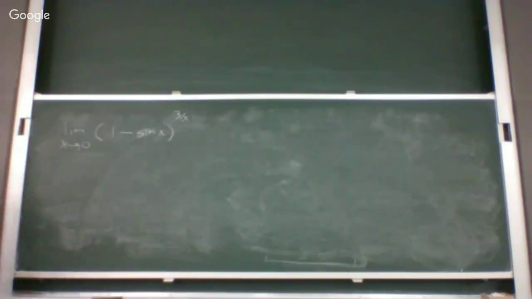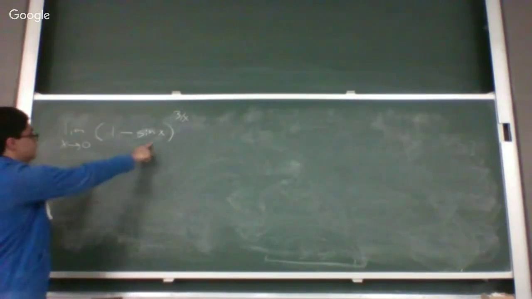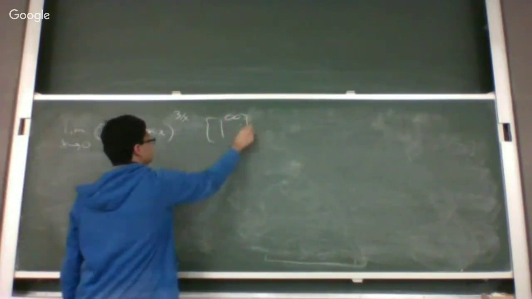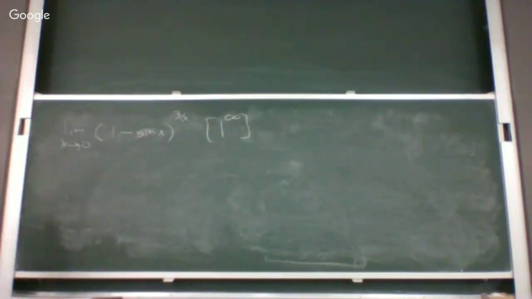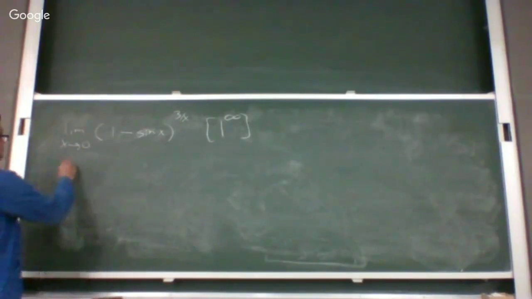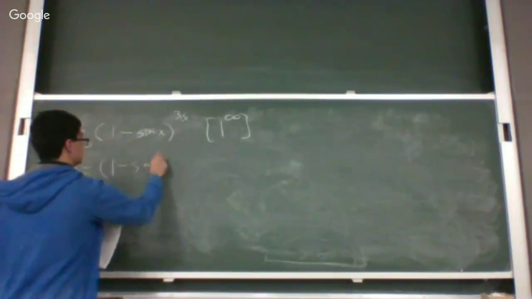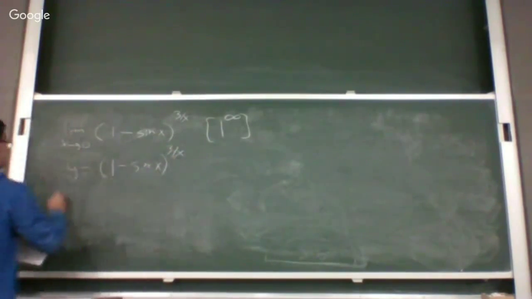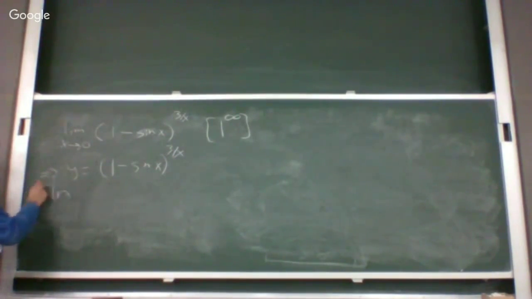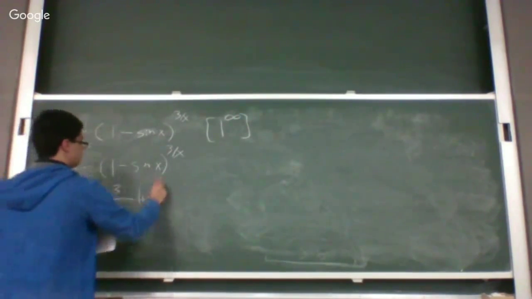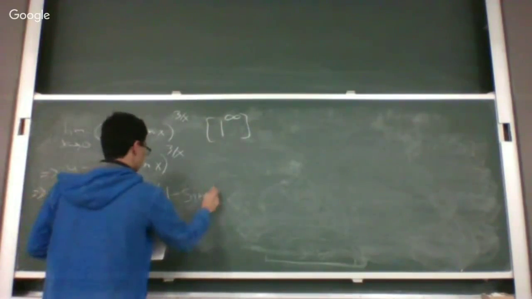Cosine of 0. If we plug in a 0 in here, we get 1 to infinity. Okay? So then what we learn is that we need to use the natural log in those cases. So we have y equal to 1 minus sine of x to the 3 over x, that quantity. The natural log of y is equal to 3 over x times the natural log of 1 minus sine of x.